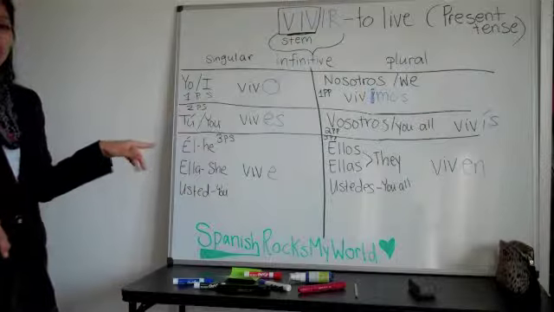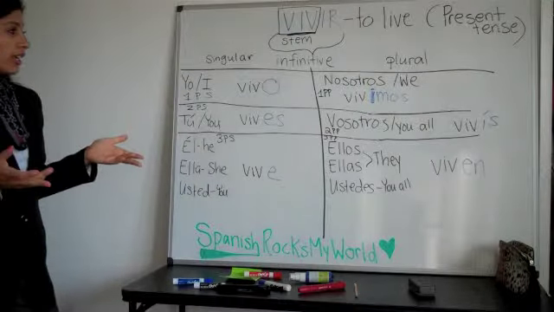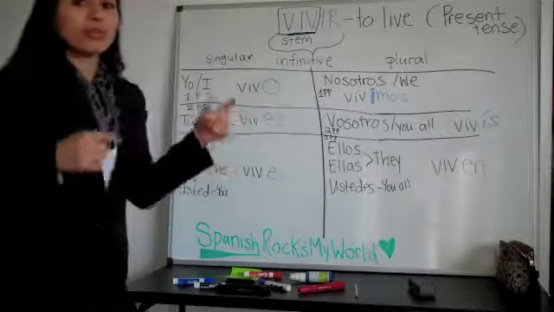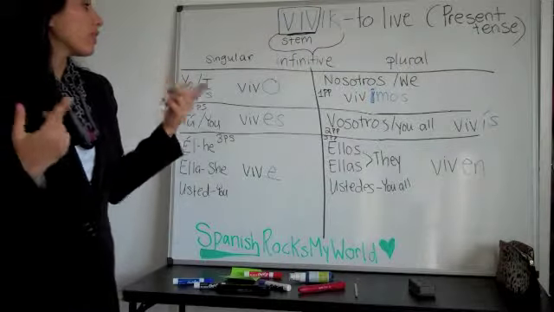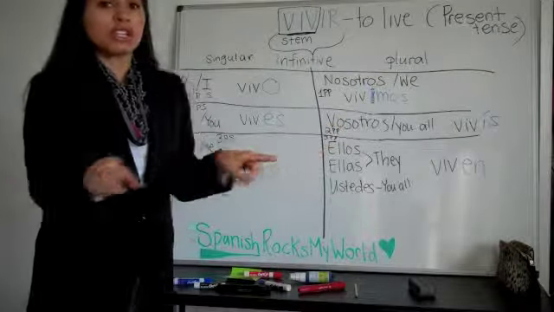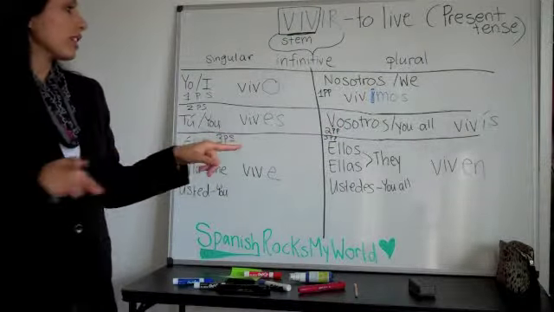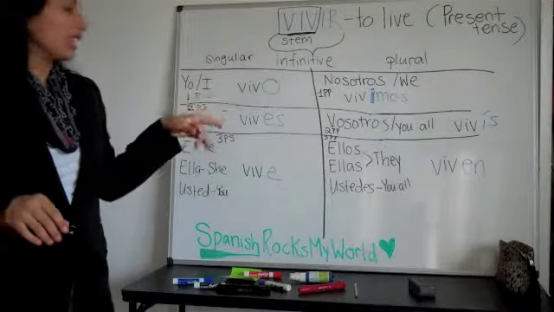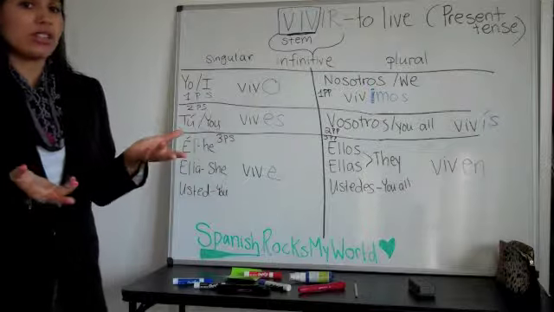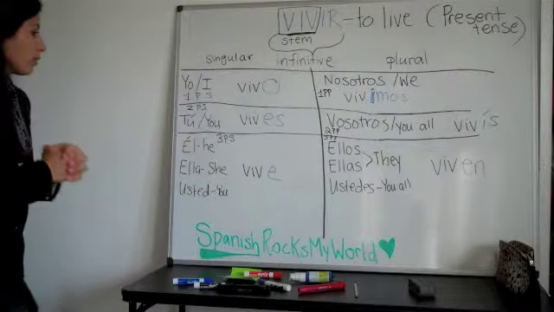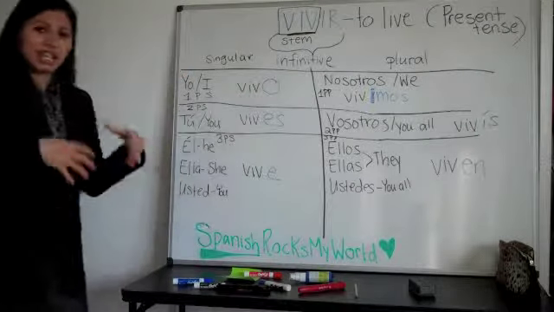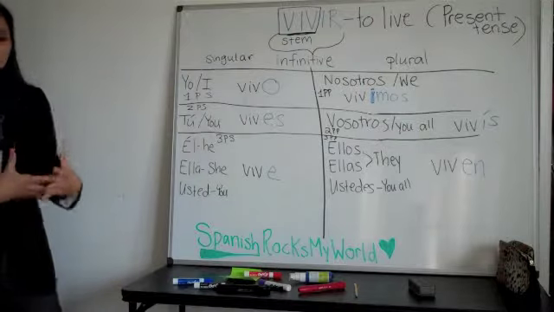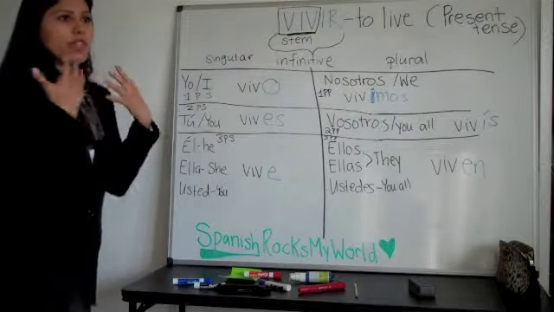Ella vive, she lives. Usted vive, you live. Nosotros vivimos, we live. Vosotros vivís, you all live. Ellos viven, they live. Ellas viven, they live. Ustedes viven, you all live. And again, usted reflects kind of a respect, someone you may not know well or you want to show kind of deference toward.